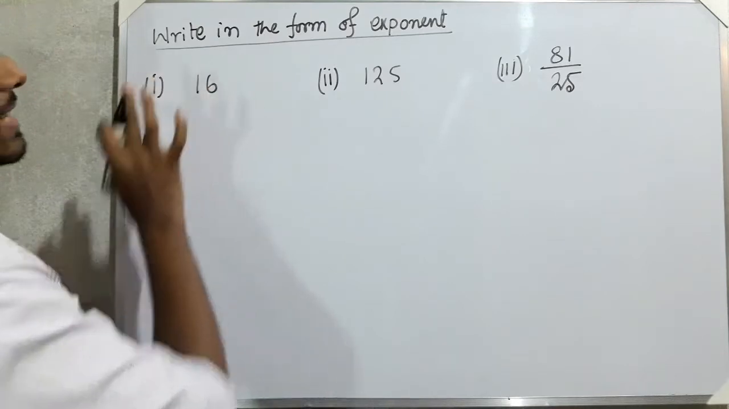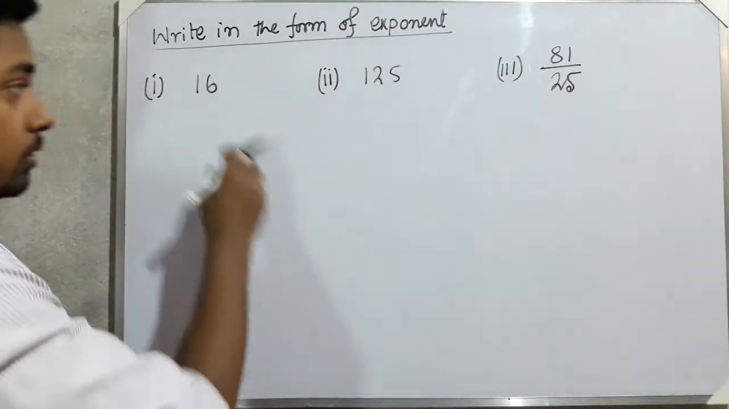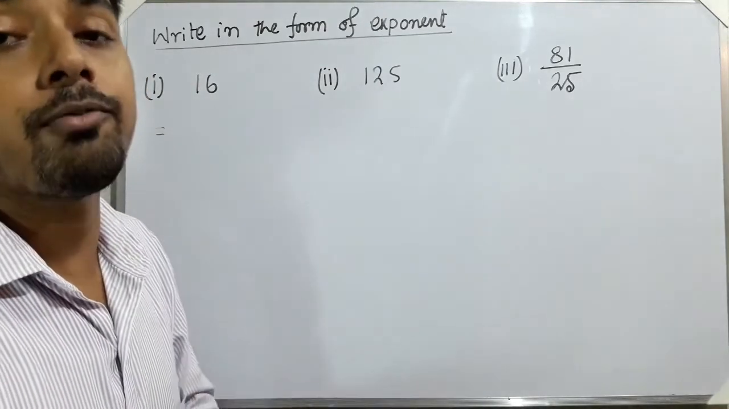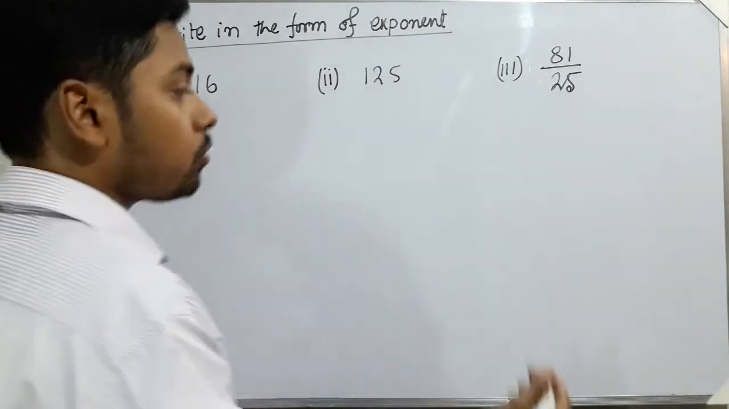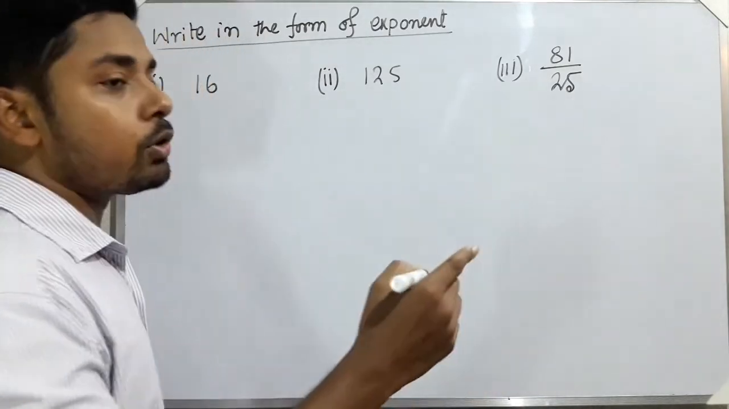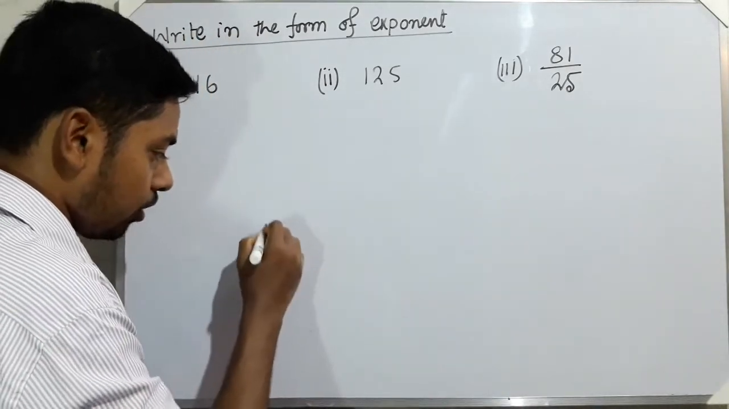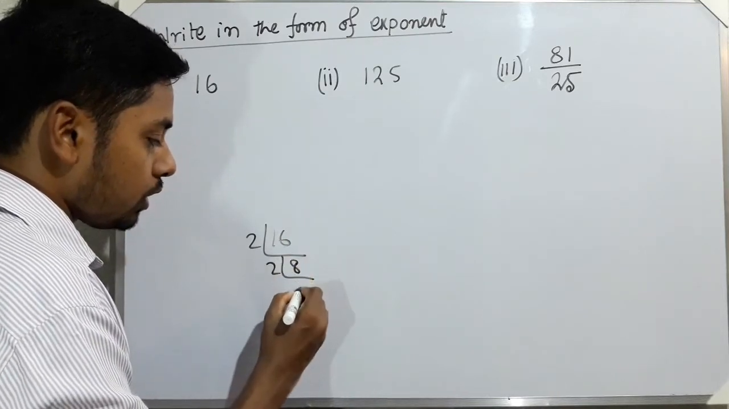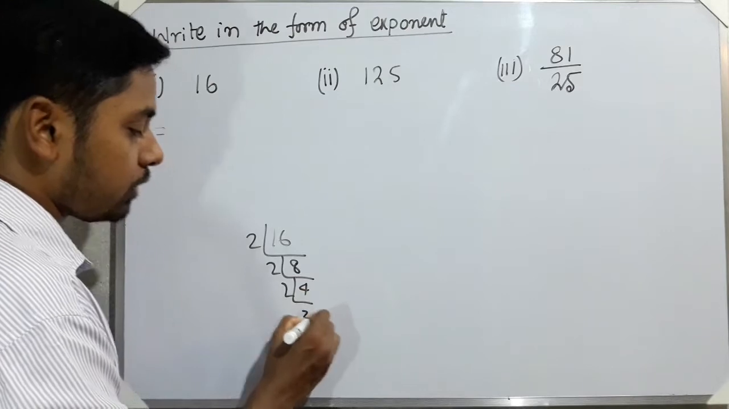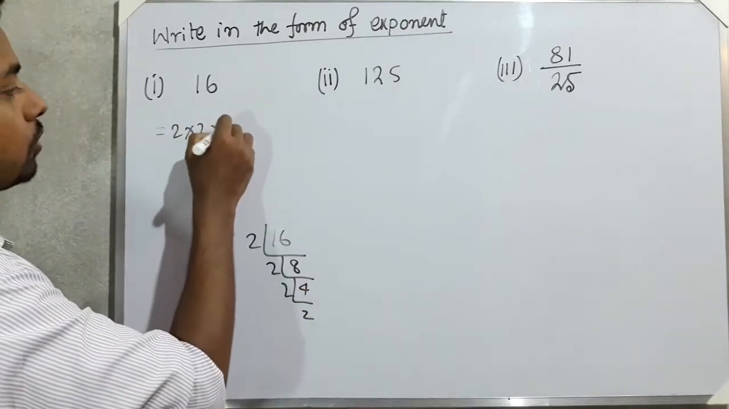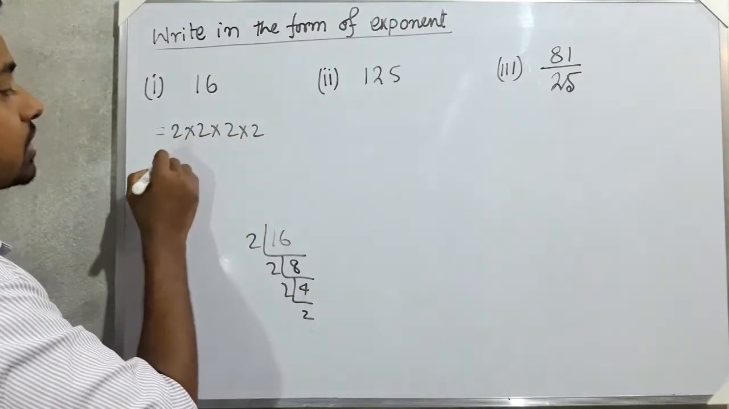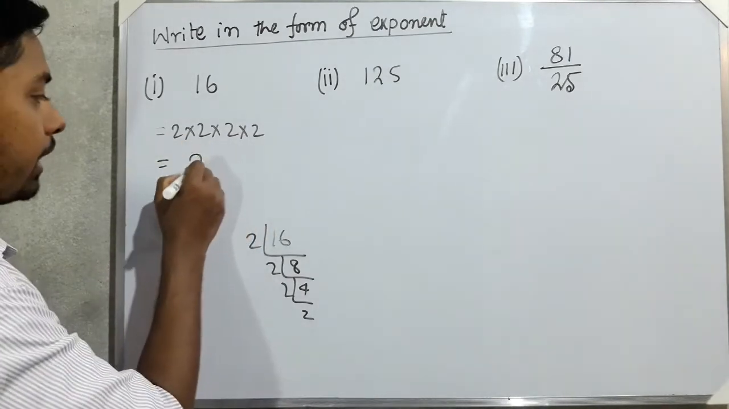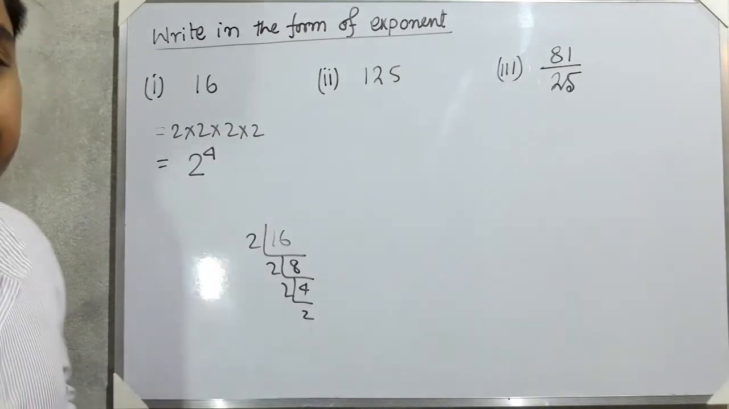So first of all 16, how to solve it? The first question I am taking is 16. We have to write 16 in the form of exponent, or in the form of power. So how to write it? First of all you have to find the prime factorization of 16. 2 times 8 is 16, 2 times 4 is 8, 2 times 2 is 4. That means 2 times 2 is 4, 2 times 2 is 4, 4 times 4 is 16. How many times have you multiplied 2? 4 times. That means you can write it as 2 to the power 4.